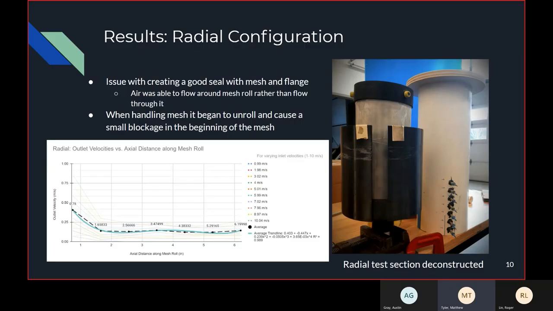When we were trying to alleviate this issue, the mesh roll began to unroll and cause a small blockage in the beginning of the mesh, exacerbating this issue. And because of this, and with the constant pressure drop, which we were not expecting, we could not get good constants for our ANSYS, and then we were not able to confirm our initial hypothesis of a bell curve.